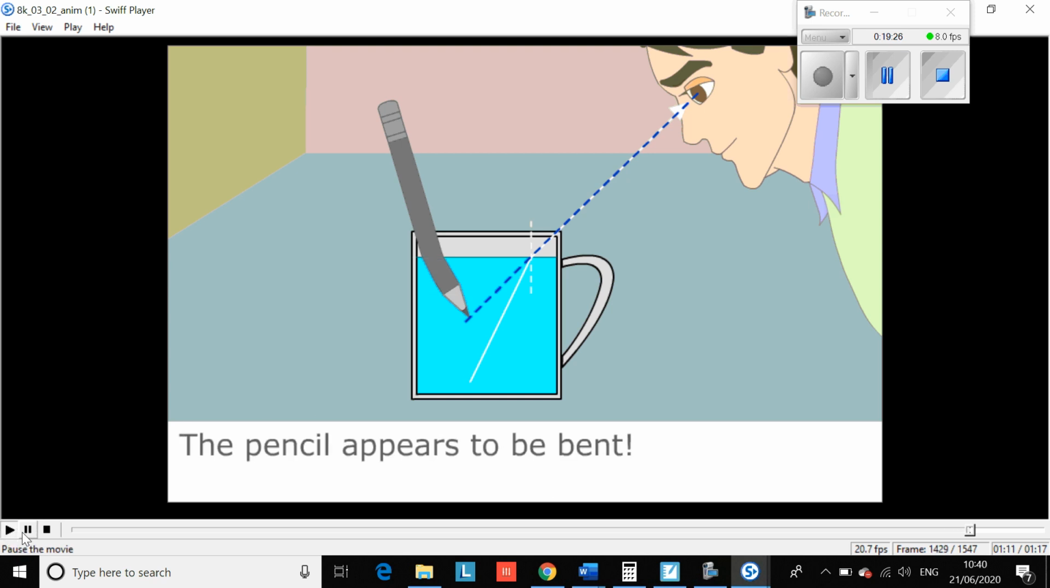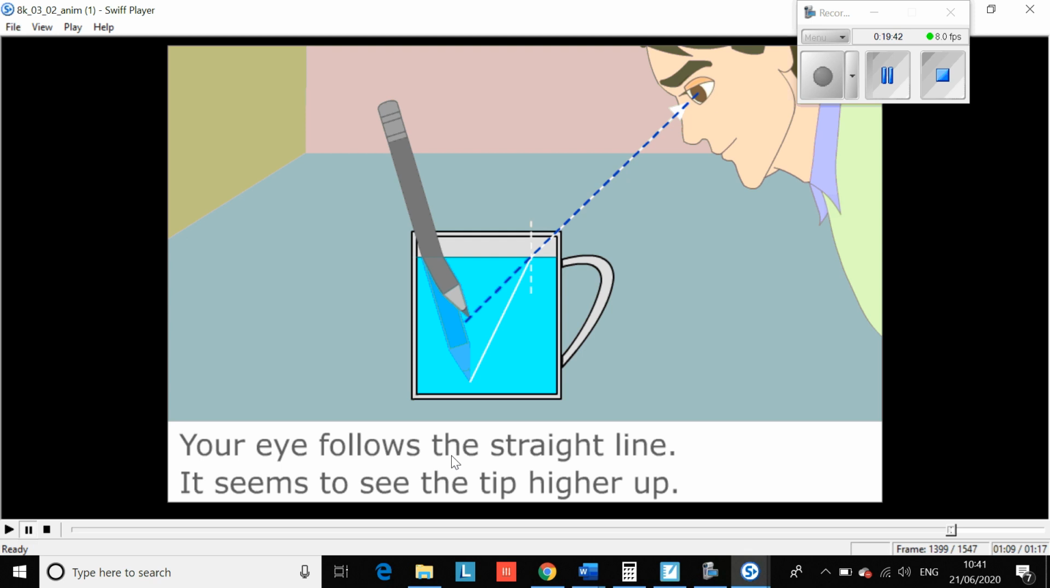So what I would like you to do is very quickly draw this and copy that into your book with an explanation. So, our eyes follow the straight line, just run that back. Your eyes follow the straight line, so it seems the tip is higher up, and that's why it appears bent. So look, there it is. But that is where it appears to be. So you can quickly draw this into your book with a very brief explanation. Once again, pause the video and do that now, please.